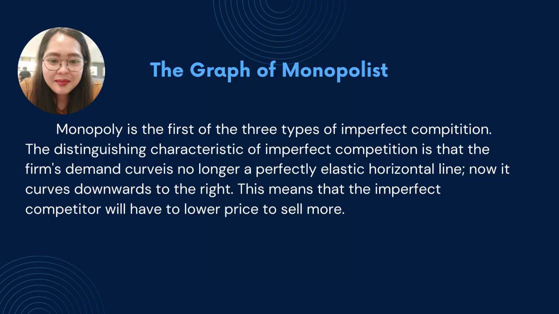The graph of monopolist. Monopoly is the first of the three types of imperfect competition. The distinguishing characteristic of imperfect competition is that the firm's demand curve is no longer a perfectly elastic horizontal line. Now it curves downwards to the right. This means that the imperfect competitor will have to lower price to sell more.